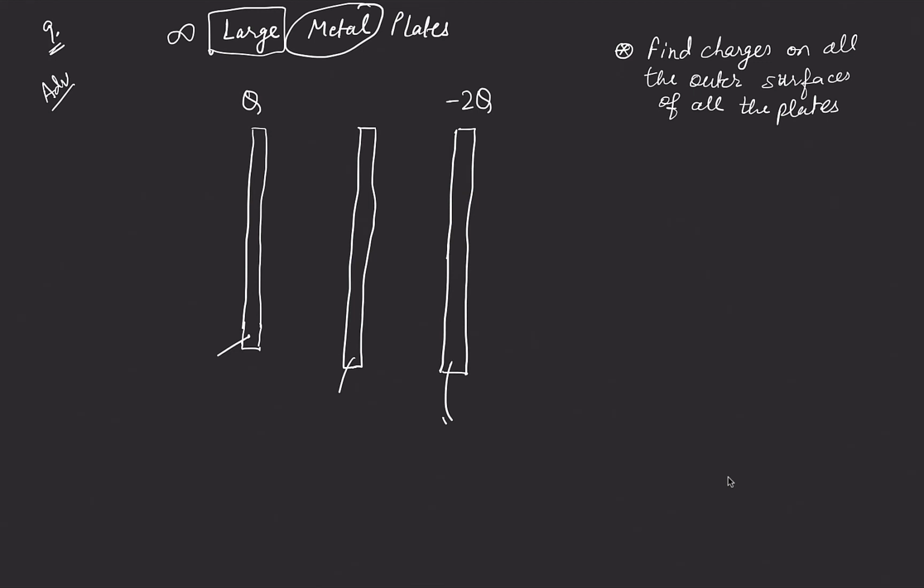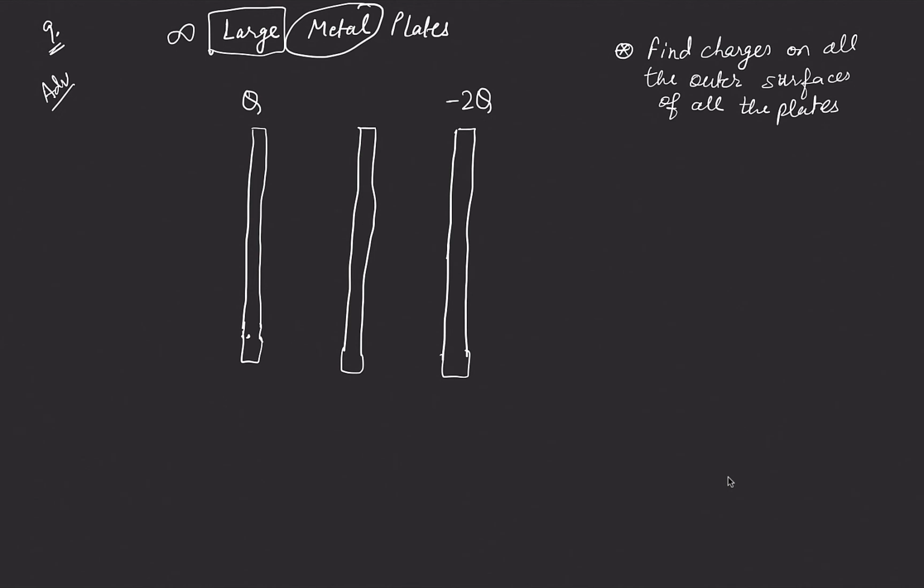Okay, so we are given 3 plates and we are given the net charge on these 3 plates. The net charge on the first plate is q, the net charge on the second plate is 0, and the net charge on the third plate is minus 2q. What we have to do is find the charges on all the outer surfaces of all the plates. So we have to find the charge on this surface, this surface, this surface, this surface, this surface, and this surface. There are 6 surfaces, and we have to find the charge on all 6 surfaces.